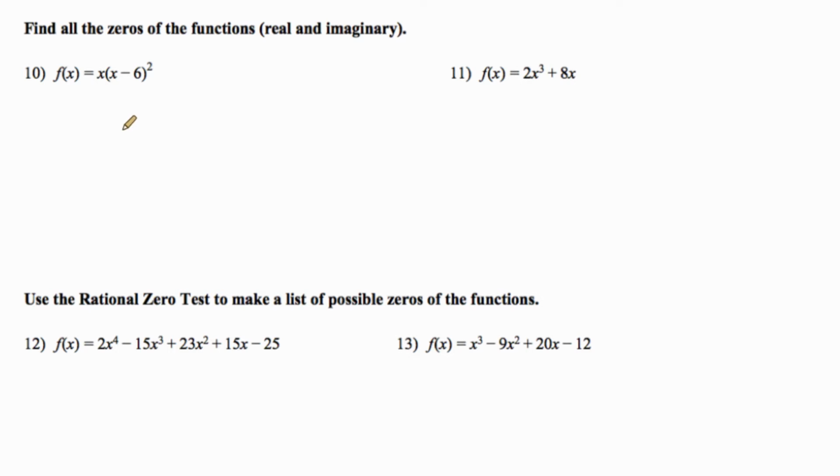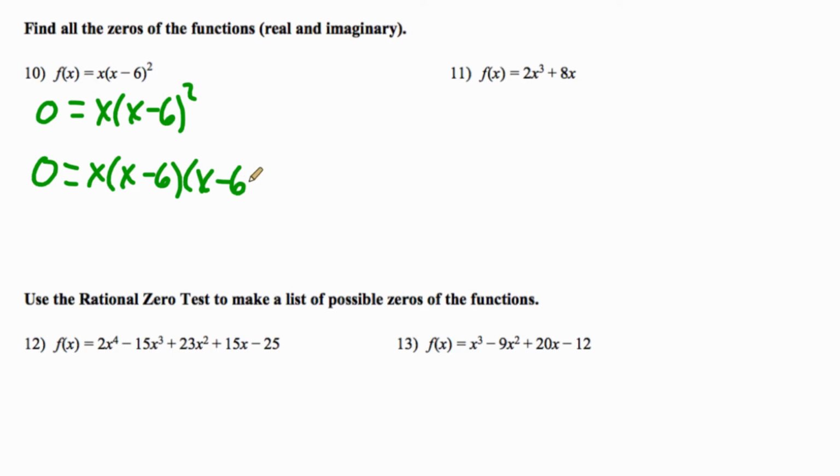In number 10, we're looking at finding the zeros of the function. So in order to find the zeros, we're going to set it equal to 0. So we get 0 equals x times x minus 6 squared. Now think about what it means to square something. Squaring something means we're going to multiply it by itself. So really we've got 0 equals x times x minus 6 times another x minus 6.